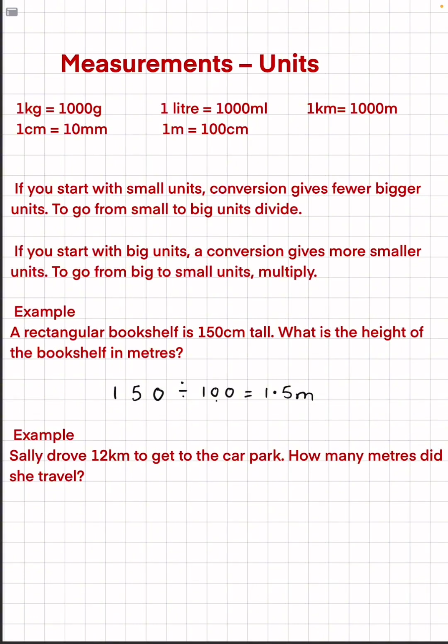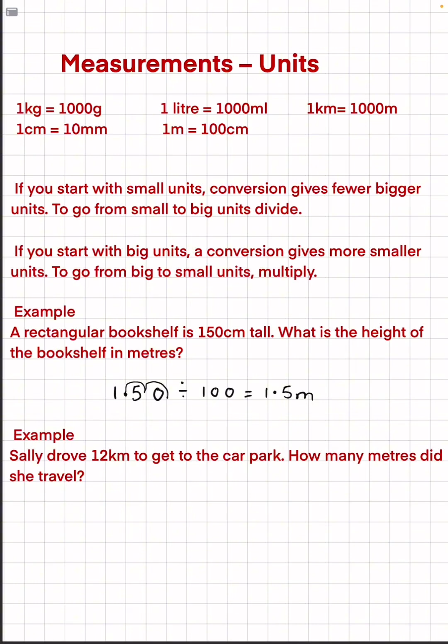Remember, in whole numbers, the decimal point is at the end of the number. So 100 has 2 zeros. So when we divide by 100, we move the decimal point 2 places to the left. So if the decimal point is here and we move it 2 places to the left, 1, 2, we get the answer 1.5 meters.